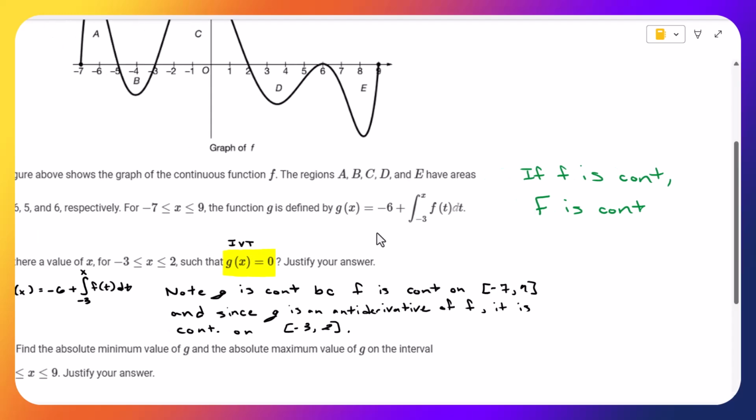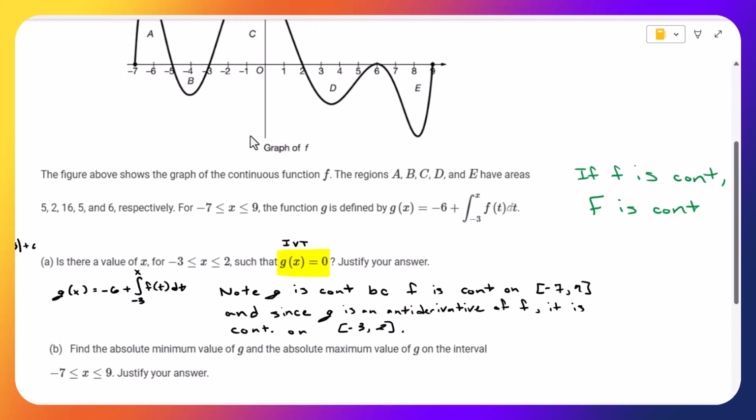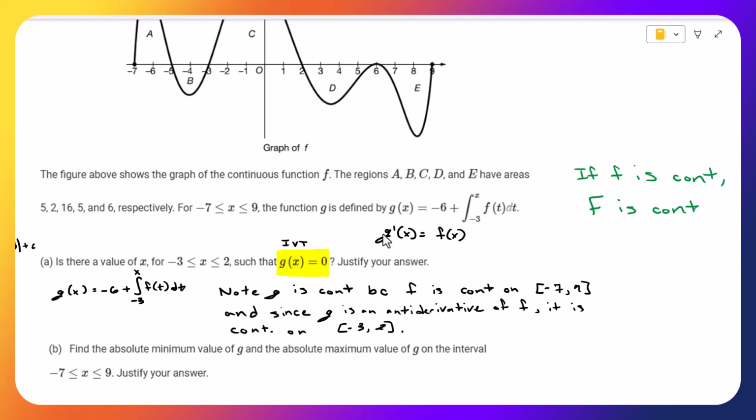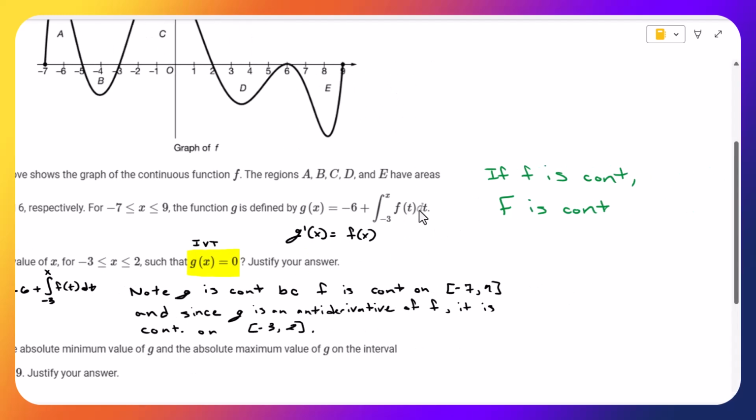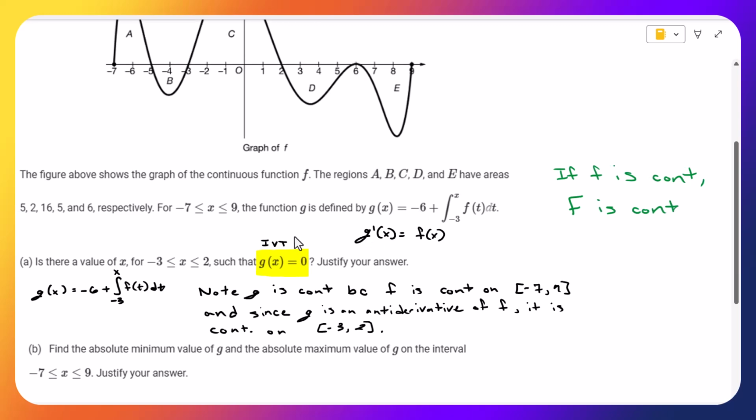So since we're noticing that G is an antiderivative of f, because if we take G prime, I'll even write that out here, it's probably going to be helpful later. If we take the derivative of this, it gives us G prime of x equals, what is the derivative of this? Well, this is our second fundamental theorem. This is just going to be f of x. So G prime of x equals f of x. G is an antiderivative of f. So since f is continuous, G is also going to be continuous. The antiderivative is also continuous.